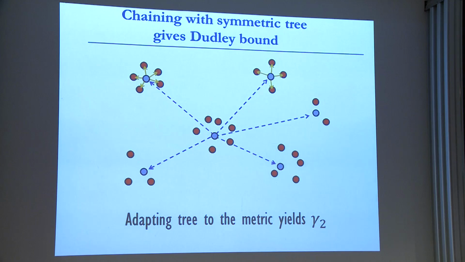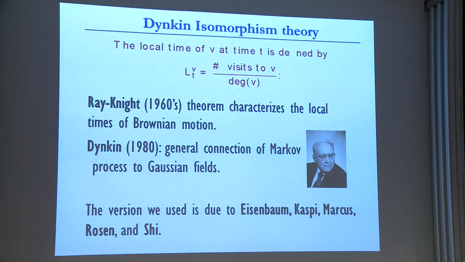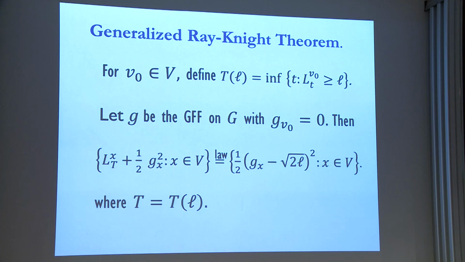Okay, so I'm going to skip the definition of the Gauss gamma 2 functional and say that the crucial element of the proof, which also has a strong French connection, is this Dynkin isomorphism theory, specifically a theorem due to Eisenbaum, Natalie Eisenbaum, Kaspi, Marcus, Rosen, and Shi, so at least two Parisians there. And this is an amazing theorem that relates the local time of a process to a Gaussian field, and in our case to a Gaussian free field.